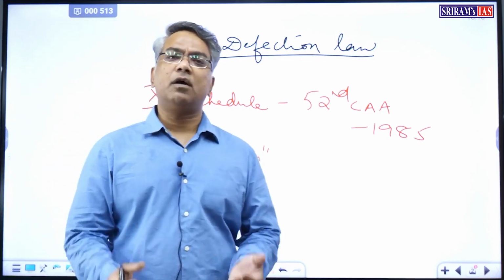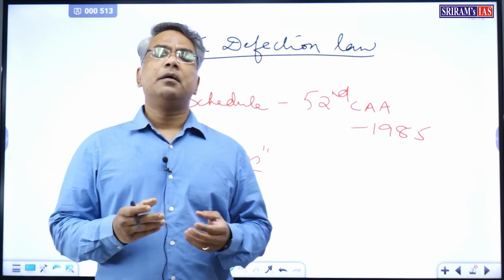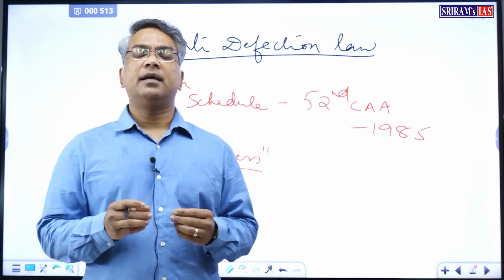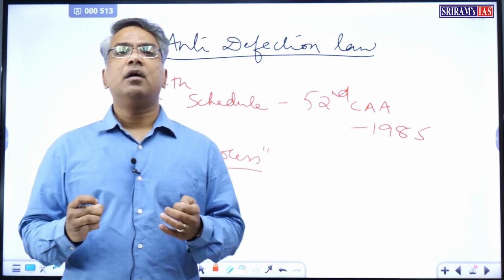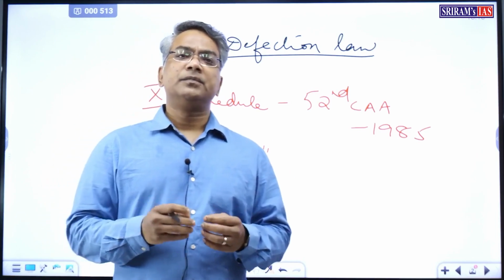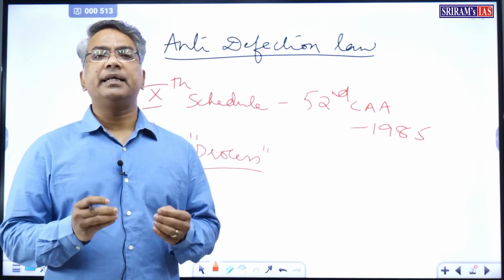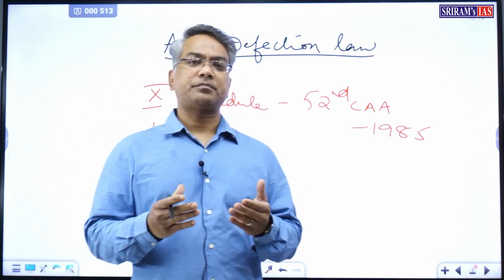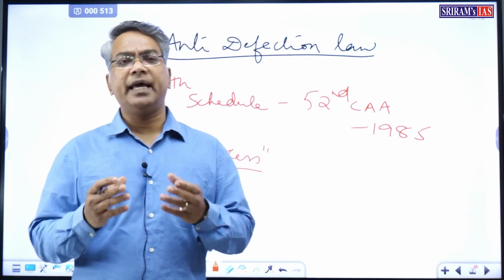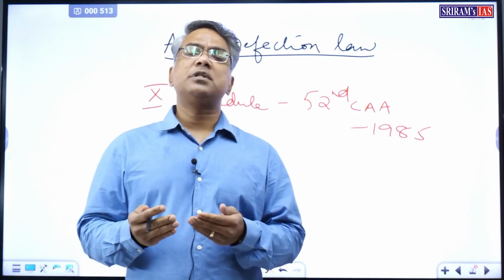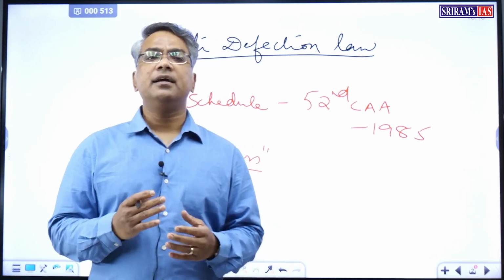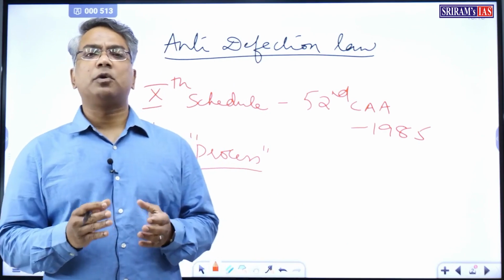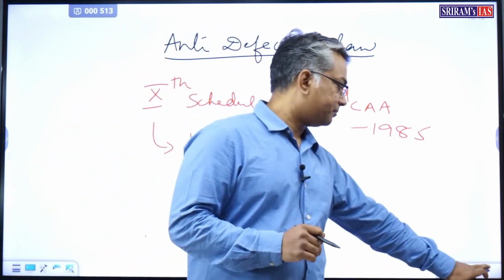So what about the grounds of defection? A legislator is deemed to have defected if he either voluntarily gives up the membership of the party or disobeys the directions of the party leadership on an oath. This implies a legislator defying the whip on any issue can lose the membership of the house. Defying, that is abstaining or voting against. This law applies to both Parliament and state legislature.